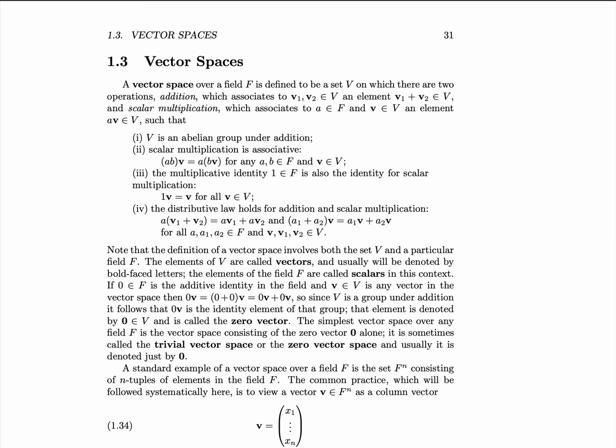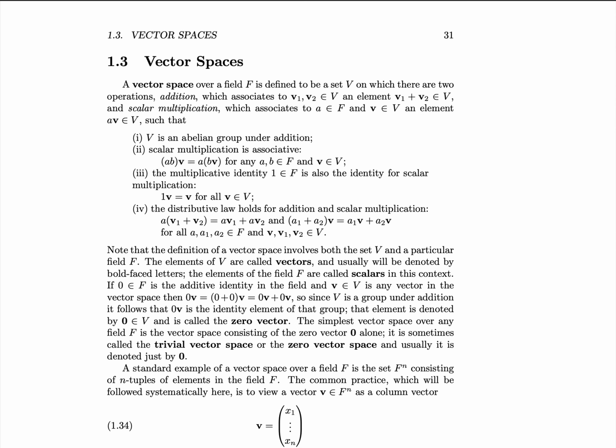Now we'll begin to study vector spaces, and to start, let's just create the definition of vector space and consider a canonical example. A vector space over a field F, refer back to the previous videos to understand what a field is defined to be, is a set V on which there are two operations: addition, which associates to any two vectors v1, v2 within V, an element v1 plus v2 in V, and scalar multiplication, which associates to any pair of scalars, or elements of the field, a in F, and a vector v in V, an element av which is in V.